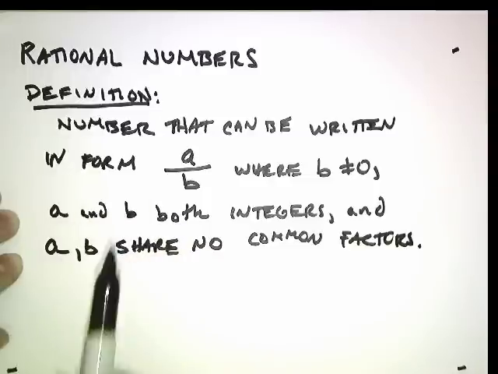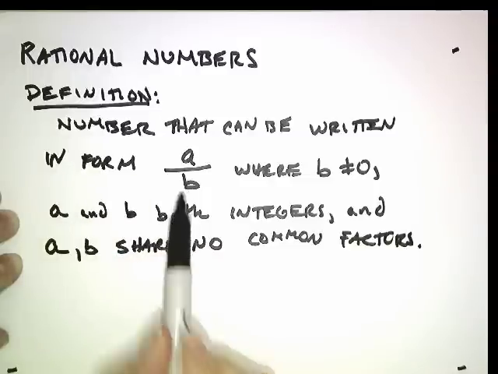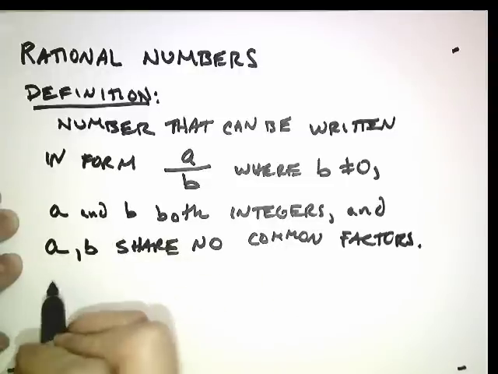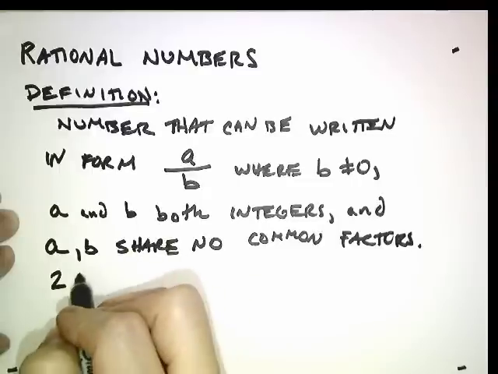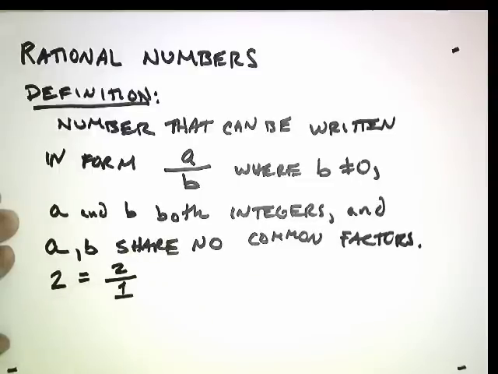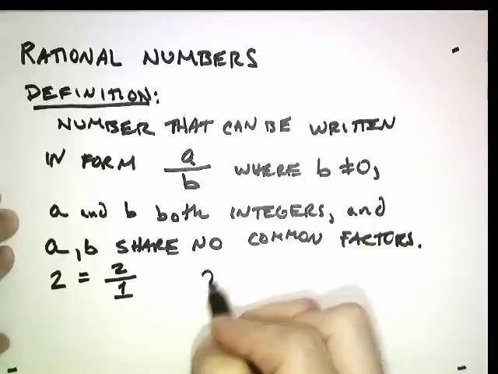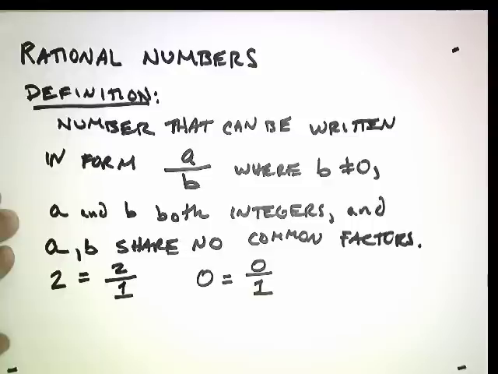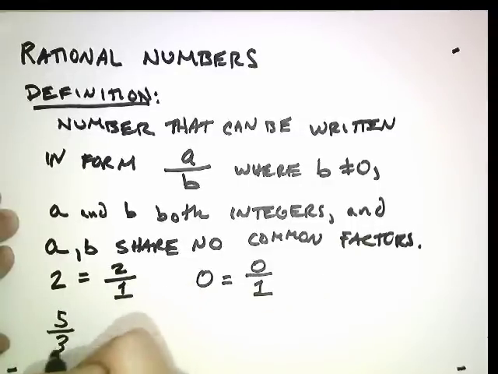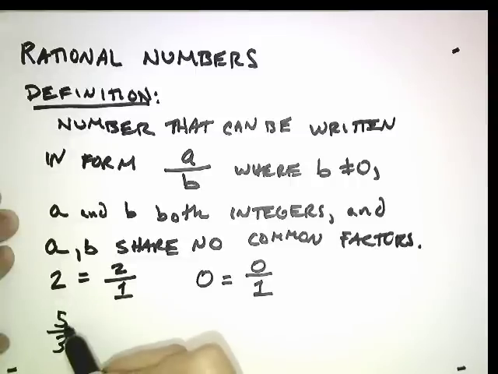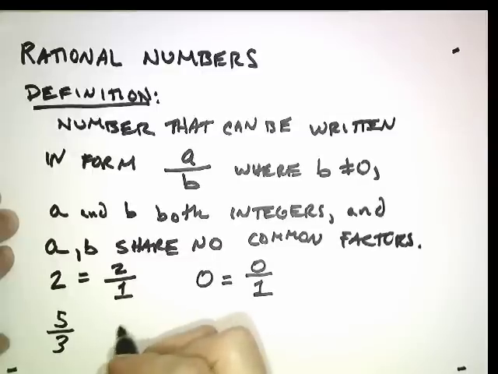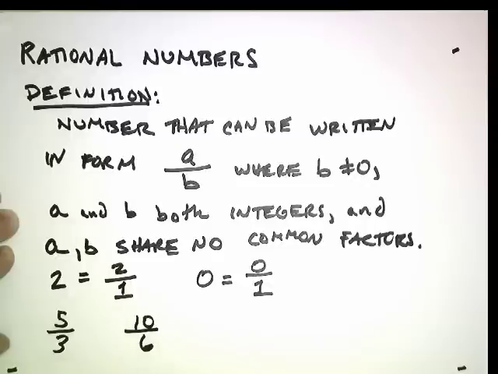Okay, so a rational number, again, is any number that can be written in the form a divided by b. B is non-zero, a and b are both integers, and a and b share no common factors. So for example, 2 is rational because it can be written as 2 over 1. 2 and 1 share no common factors. 0 can be written as 0 over 1. So 0 is rational. And then, for example, 5/3. That's rational. It can be written as a over b, where a and b are integers, and there are no common factors. Now you might say, well, we could also write 5/3 as 10/6.